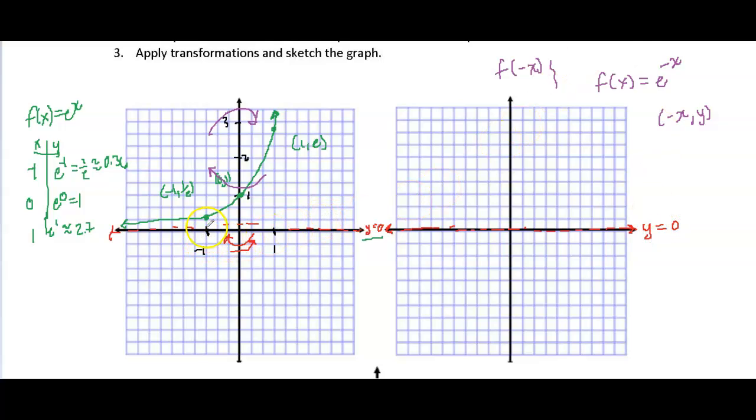Now let's look at these points. If this reflects over to the other side, that would be at +1, 1 over e. This point reflects over, that actually just flips on over to itself. So we still have that point there, 0, 1. And now if this point flips over to the other side, it will be at -1, e. So let's put some marks here. Here's 3. So at -1, e. And now we have this curve.